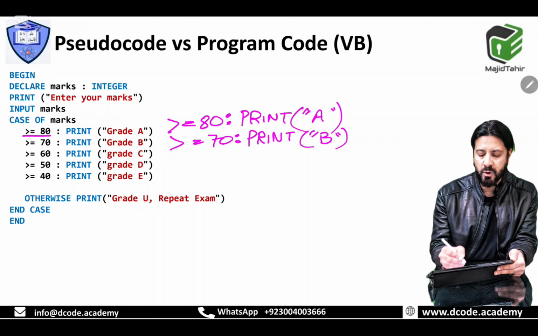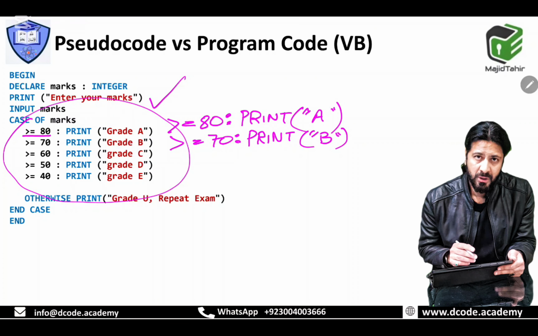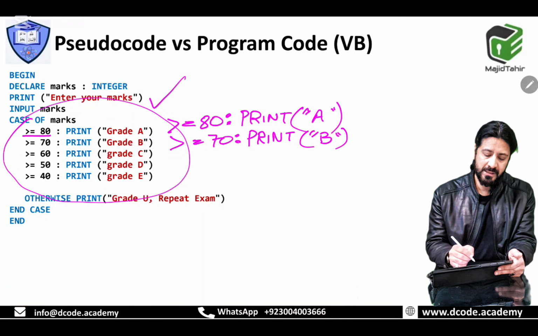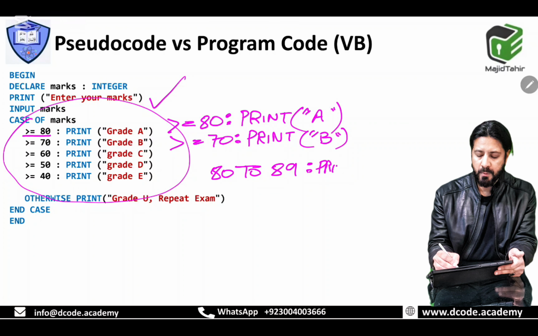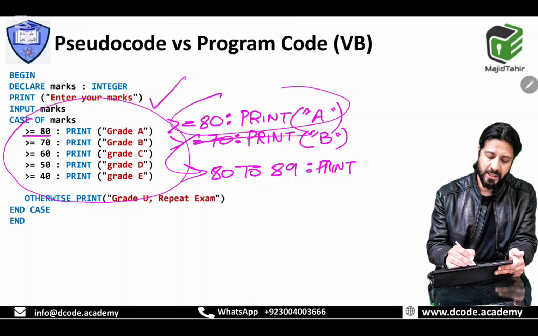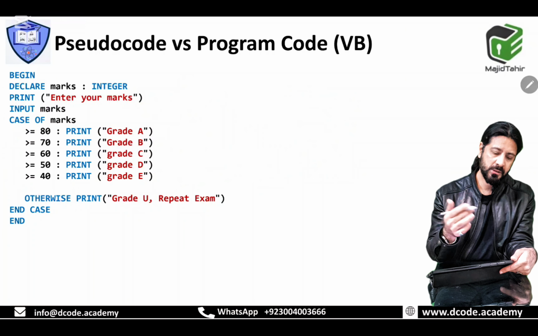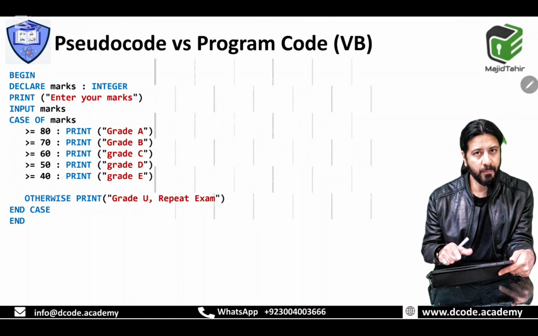This is also correct in the case statement, but the Cambridge syllabus does not follow this syntax. The Cambridge syllabus follows the syntax 80 to 89, then colon, and then print whatever you want to print. So instead of this one, Cambridge follows it like that. Like in the previous slide, you should follow the syntax that Cambridge follows, but some universities follow this syntax also. Let's see the program code now.